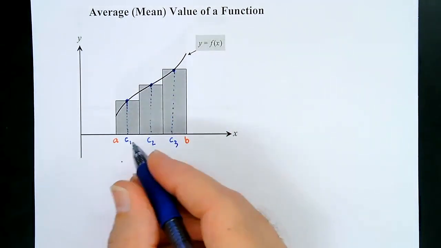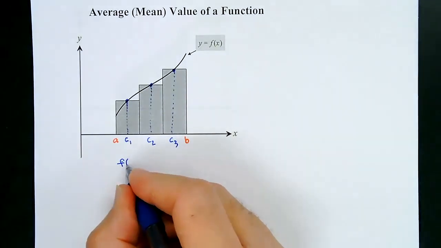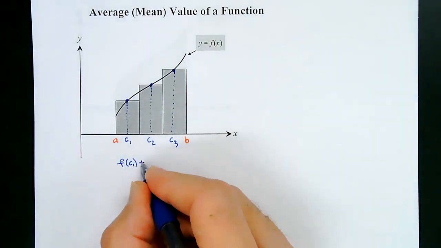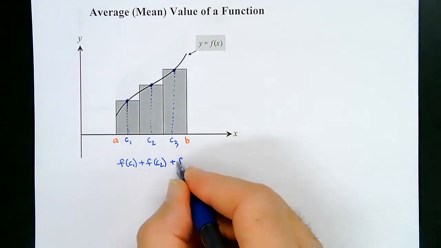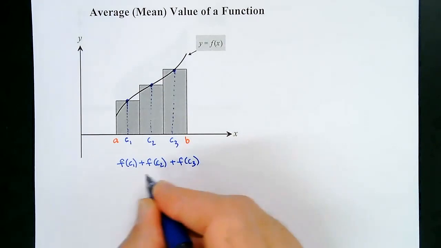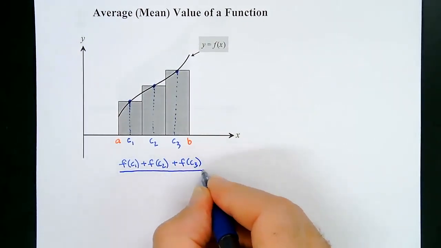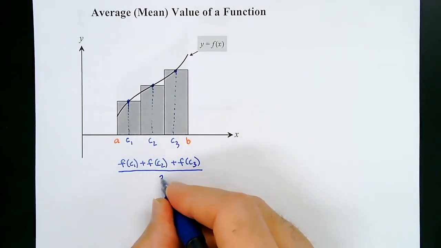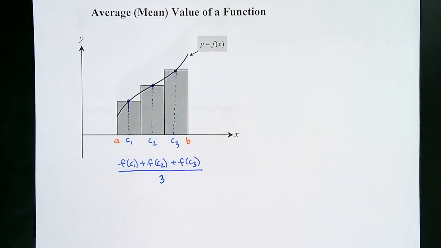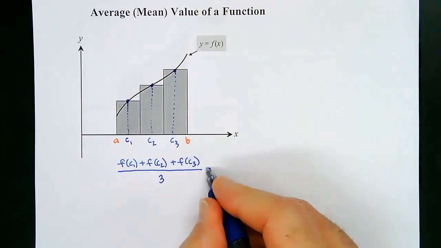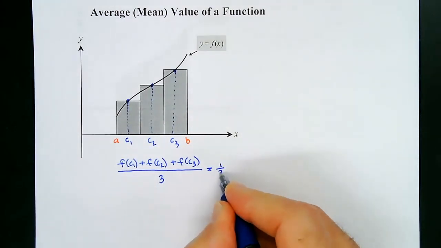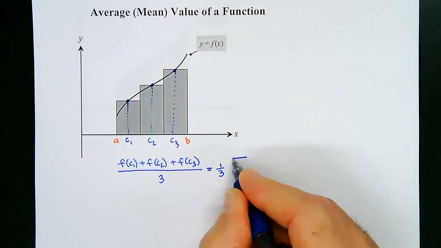So what I would do is, since there's three, I'm going to take f of C sub 1, add f of C sub 2, and add f of C sub 3. And I'm going to divide by how many there are, and in this case, there is 3. Okay, so I'm going to write this another way. I'm going to start to write this in sigma notation. Dividing by 3 is the same as multiplying by 1/3. So this would be 1/3 sigma.